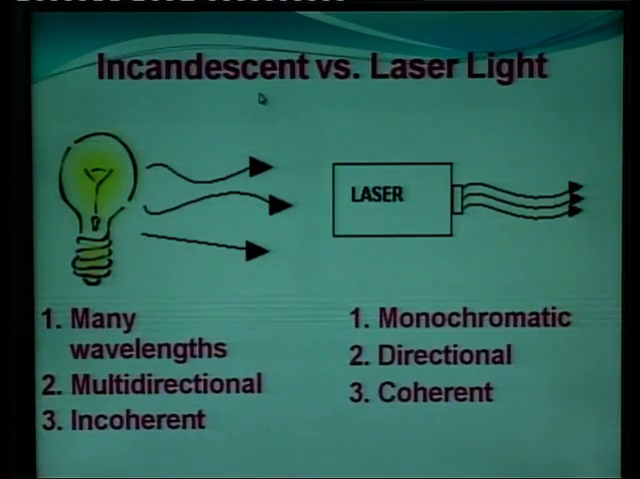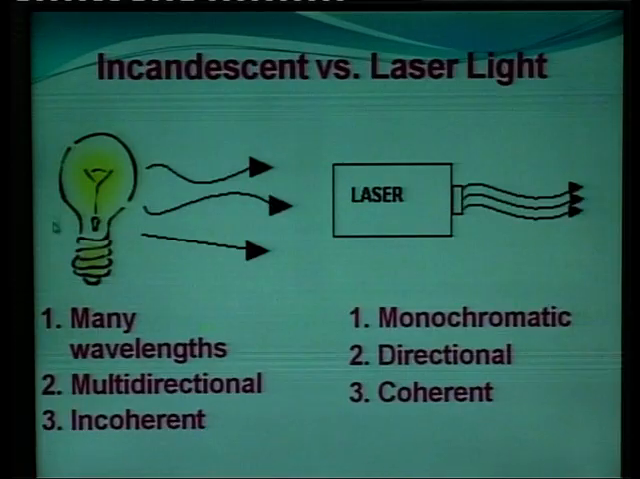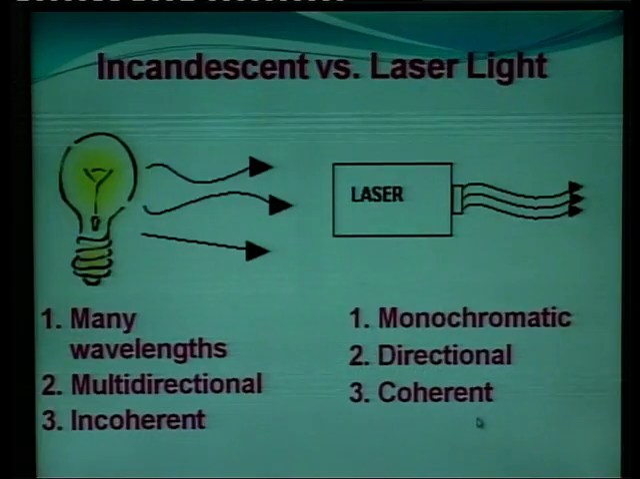So this incandescent versus laser light, what is the difference? Ordinary light has many wavelengths, is multi-directional, and is incoherent, like light from a bulb, while laser light is monochromatic, directional, and coherent.